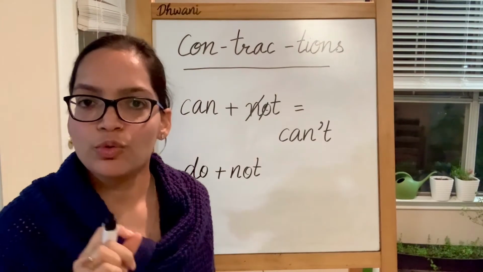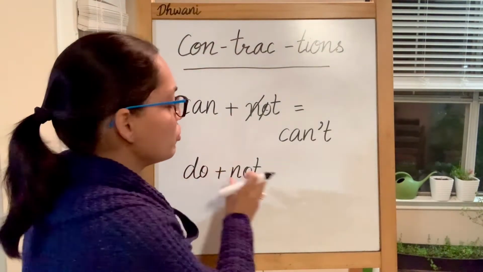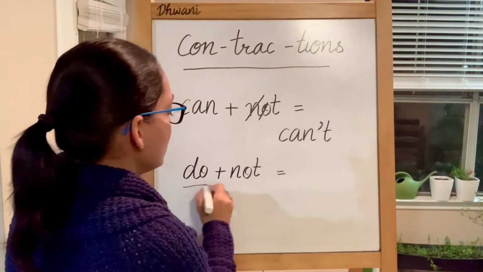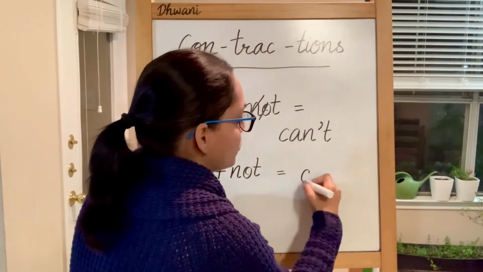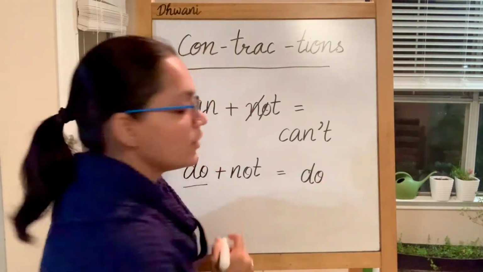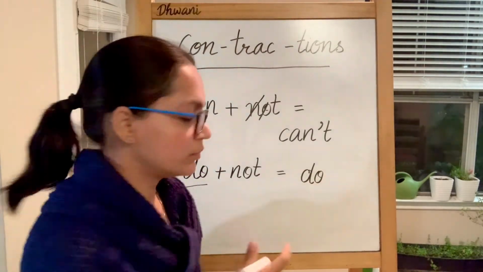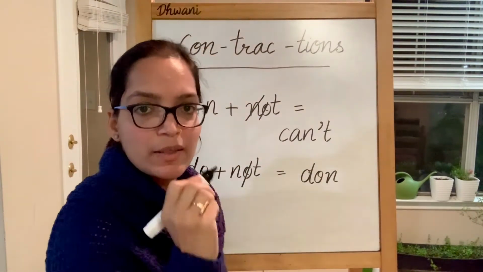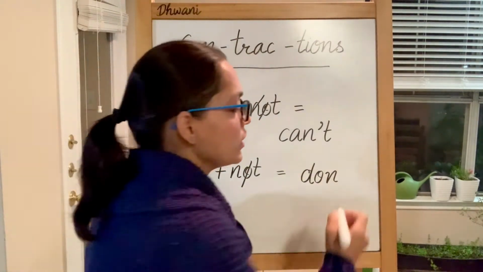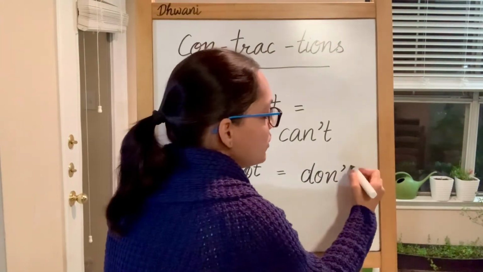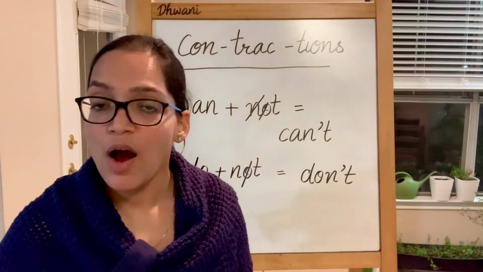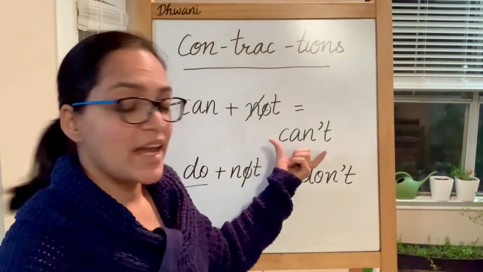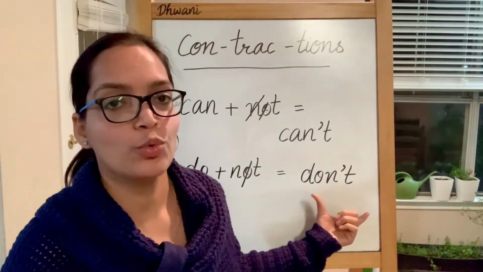Next one is do not. Now let's see how we write this. We write our do as it is. So do. And then from not we take away O. So we write the N, replace our O with an apostrophe, and then T. And then how do we read it? This is don't. This is can't. And this is don't.